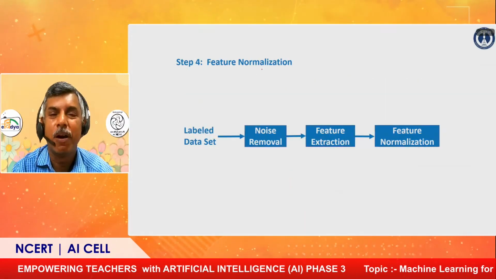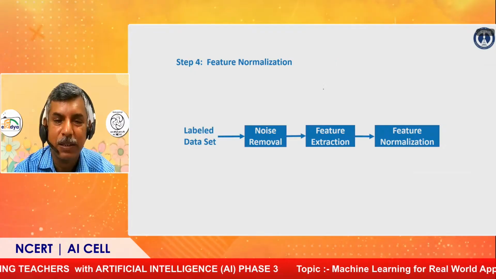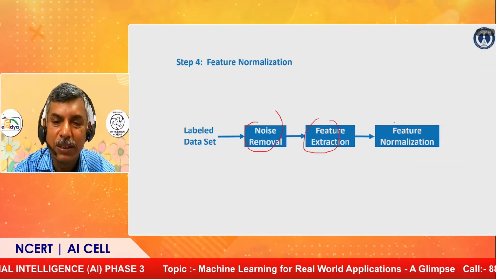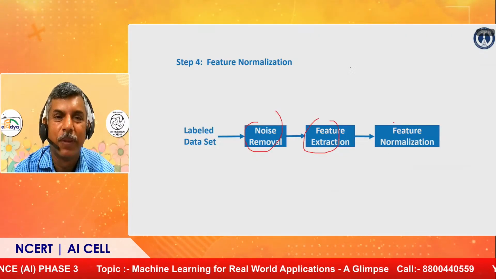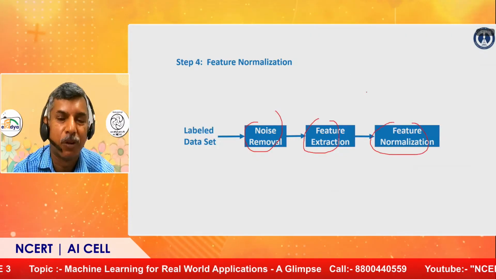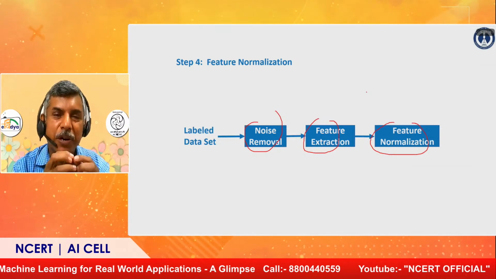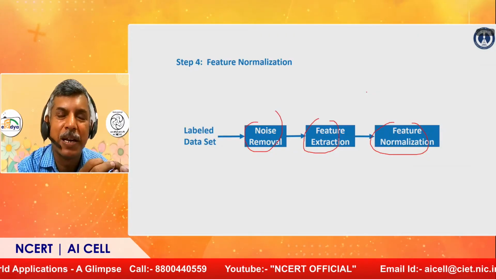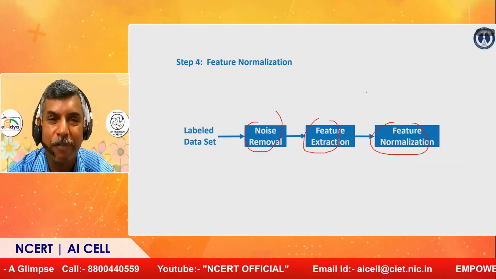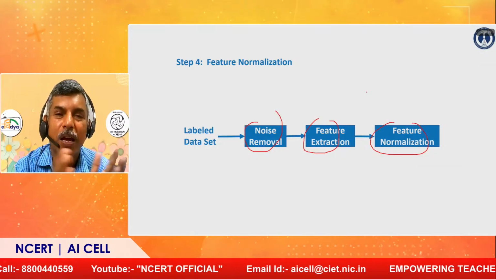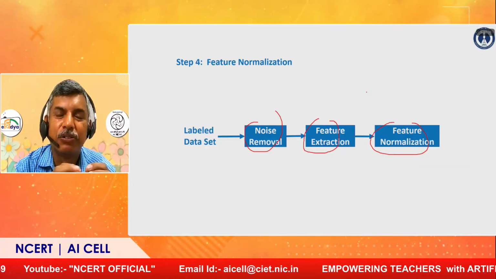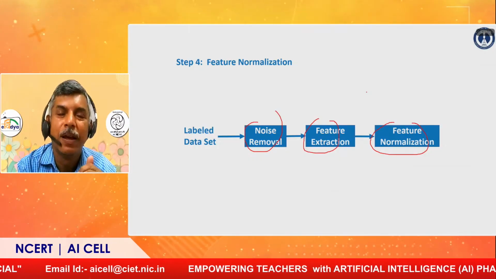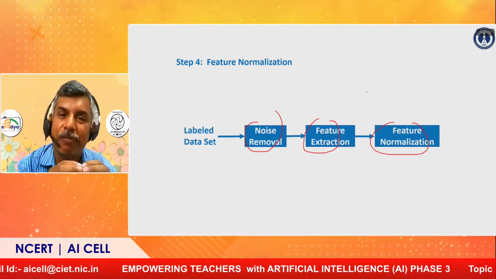Now the third component is feature normalization. So we have removed the noise, we have extracted the features. What feature normalization talks about is that different features will be in different ranges. For example, Fahrenheit temperature will be 99 degrees Fahrenheit to 104 degrees Fahrenheit. Suppose we are talking about images. Image values will be from 0 to 255. All the grayscale values will be from 0 to 255. And some other sensor will have a different value.